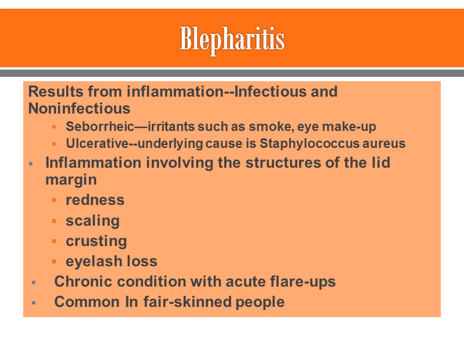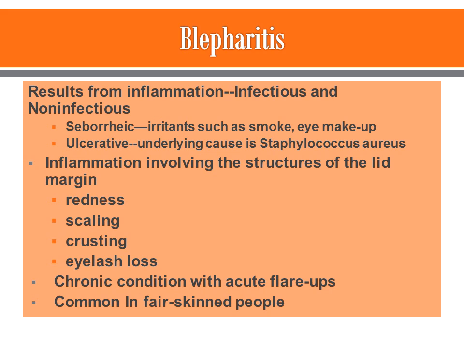The seborrheic type is usually related to some type of irritant, so it could be from smoke or eye makeup, and the ulcerative would maybe be related to Staphylococcus aureus or even Streptococcus. So that is usually the underlying cause of that. With both of them, you're going to see inflammation involving the structures of the eyelid margin, but with ulcerative, you'll see more of an itching and a tearing appearance as well as light sensitivity.